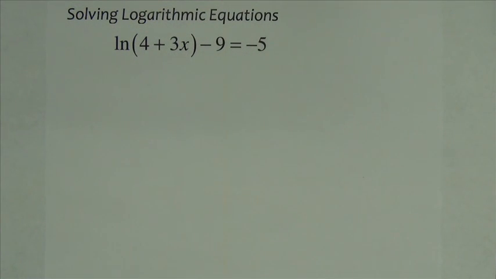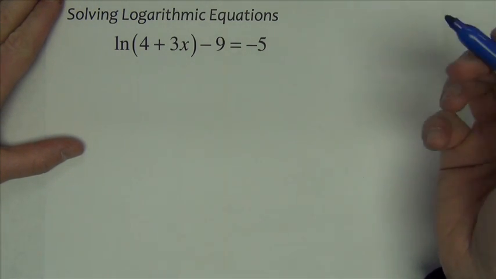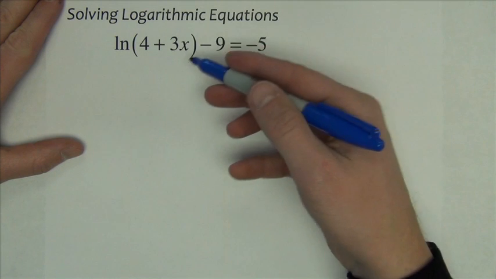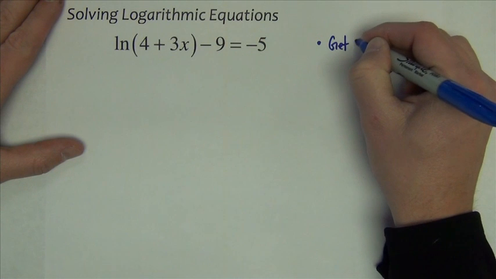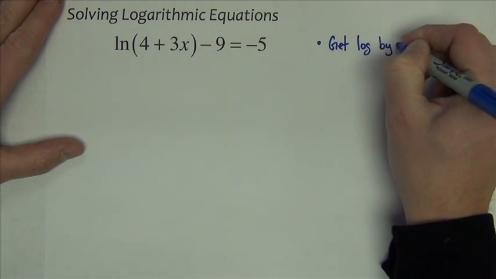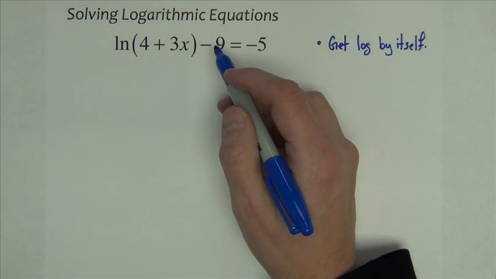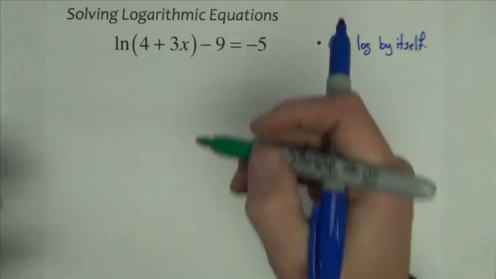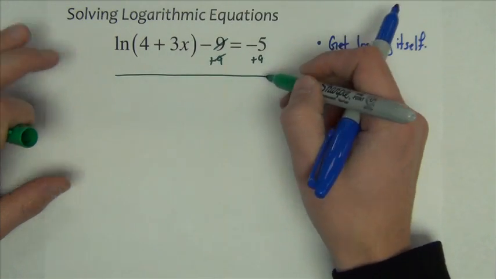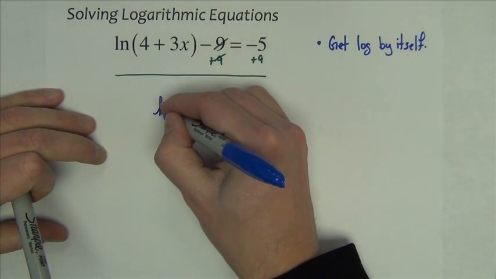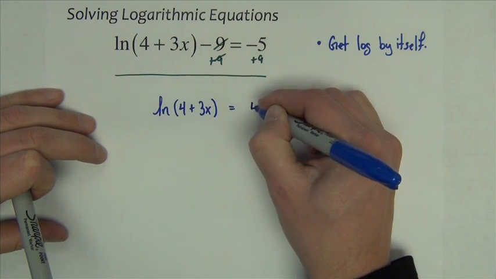Alright, this last problem I want to do that involves a logarithmic equation is one that involves a natural log, just so we see that. Specifically, this equation has one logarithm, but it's not alone. Okay, so bullet point here. I'm going to say get the log by itself first. Okay, so this minus 9 needs to add to the other side of the equal sign. Okay, so this becomes natural log of the quantity 4 plus 3x equals 4.